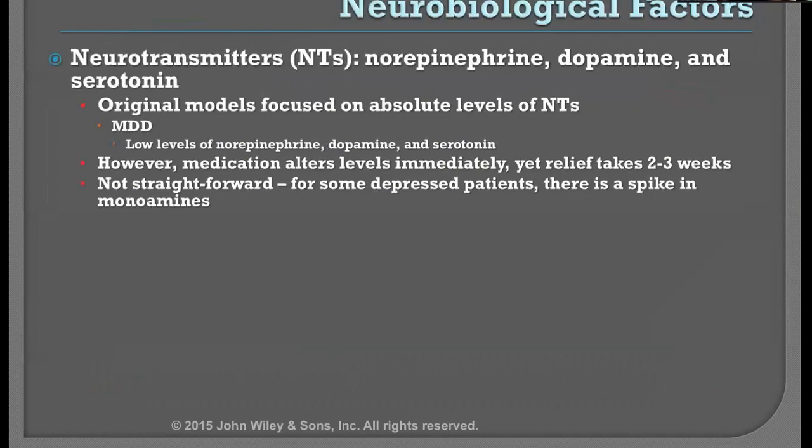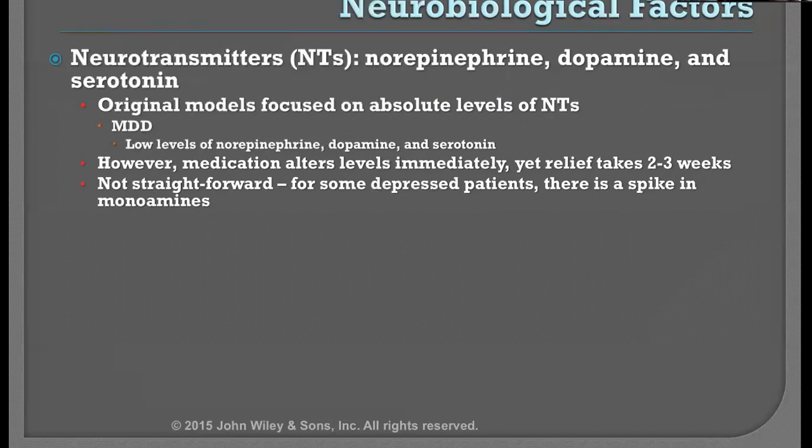Once again, neurotransmitters. This is probably one of the most popularized hypotheses out there, the neurotransmitter deficiency hypothesis in major depressive disorder. Originally, the models focused on absolute levels of norepinephrine and serotonin. And at this point, you probably have heard of the serotonin deficiency hypothesis. This is very tied to the idea of SSRIs.